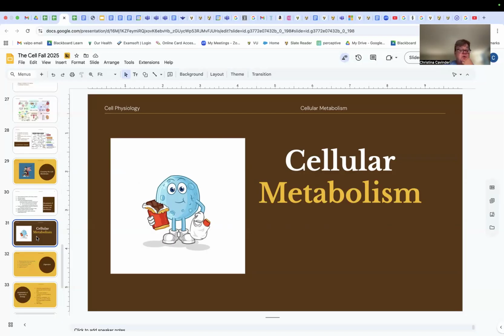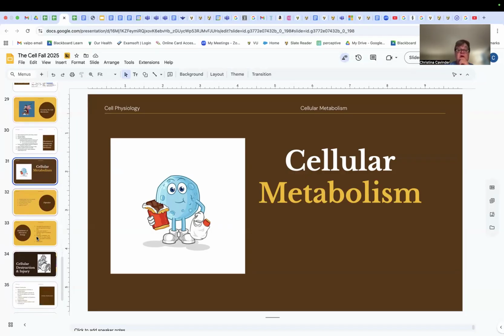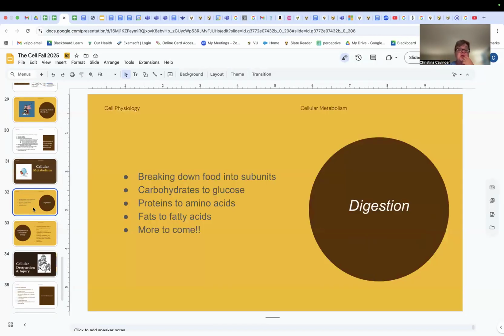Cellular metabolism. So I'm not going to spend a ton of time on this because we're going to spend even more time on this when we go over digestion and metabolism of different foods. So first of all, we have to have digestion. This is where we're eating foods in our mouth, our stomach, the intestine breaks them down into subunits. So that's what digestion is, breaking it down into subunits. Carbohydrates change to glucose. Proteins change to amino acids. Fats change to fatty acids. But like I said, more to come on that.